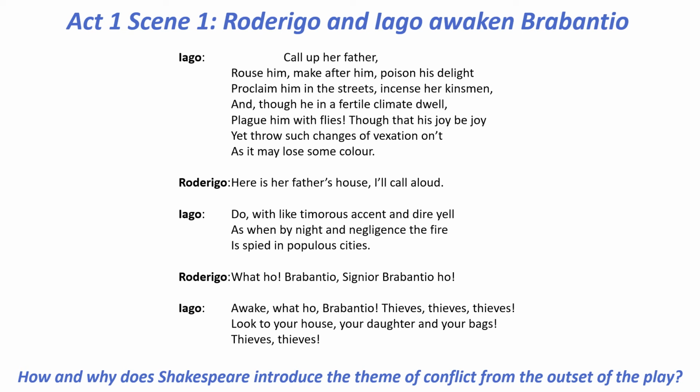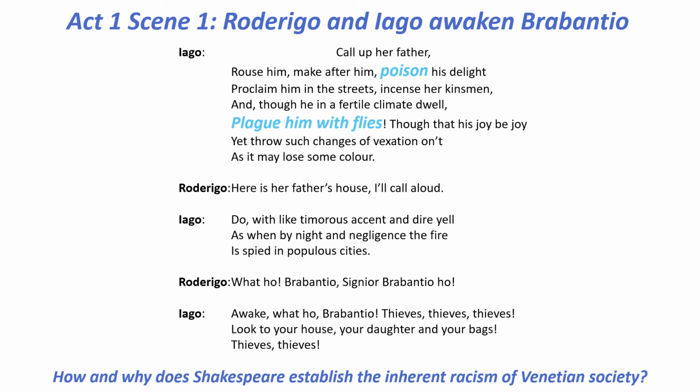And then Iago doesn't adopt quite such a polite attitude to this. He says, "Awake, what ho, Brabantio, thieves, thieves, thieves, look to your house, your daughter and your bags, thieves, thieves." So Iago here is deliberately trying to create emotion in Roderigo and Brabantio at this point of the play. And if we look at the opening section of this, the words that Iago chooses are really important. And these words are repeated throughout the rest of the play.